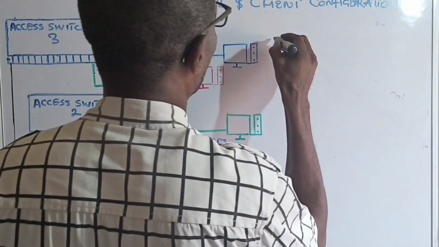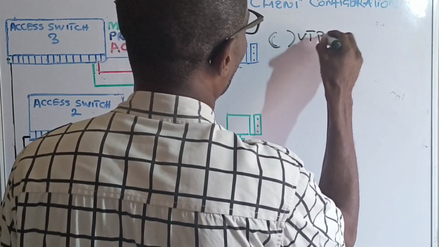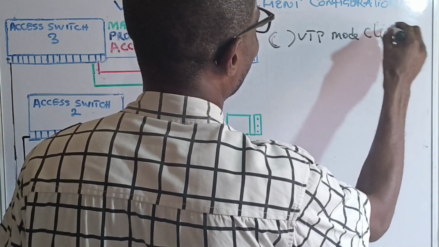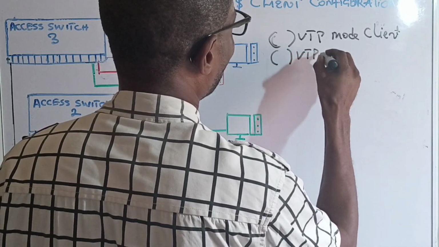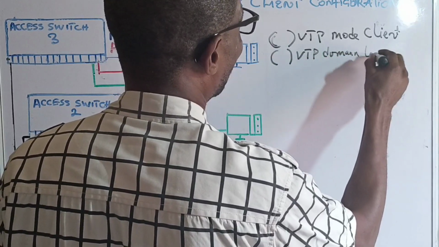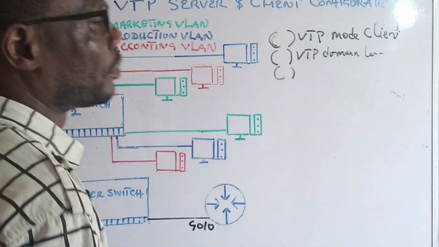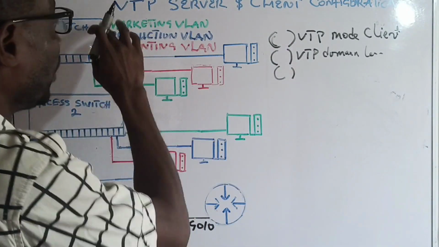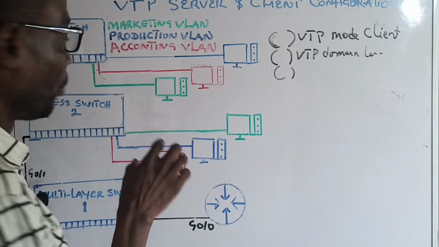So each and every one of these switches, go to global configuration mode and put VTP mode client. You have met one criterion. VTP domain name, you configure the domain name, len CCNA, and you configure VTP password, Cisco, VTP version 2. You need to configure this in each and every one of these. Automatically, whichever VLAN you configured here will get to other switches.